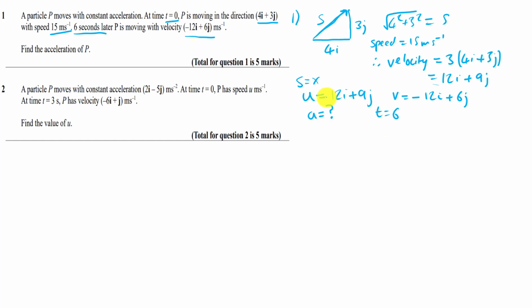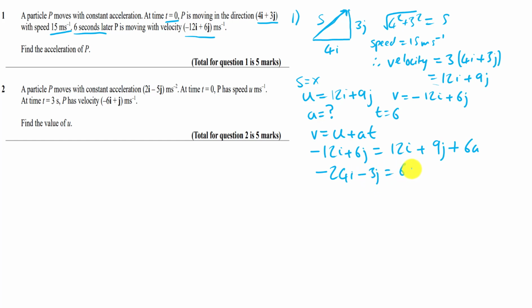So we need to use a SUVAT equation that's got U, V, A and T, and hopefully you know which one to use, which will be v equals u plus at. So we just substitute our values in: minus 12i plus 6j equals 12i plus 9j plus the 6a. Now we just rearrange that in terms of a, so we're going to get minus 12 minus 12, so that's minus 24i, minus the 9j, which is minus 3j on this side, equals 6a.